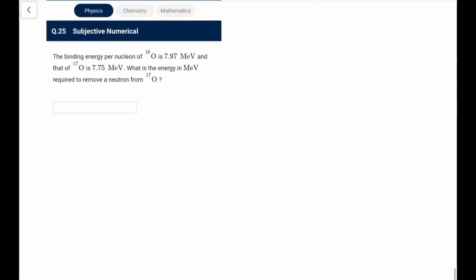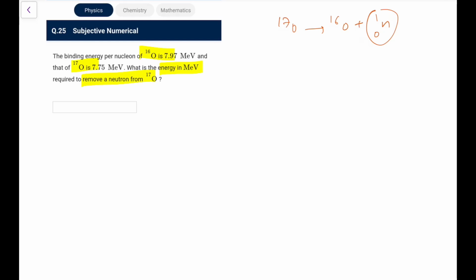Going to the last one: the binding energy per nucleon of oxygen-17 and oxygen-16 is given, 7.75 and 7.97. What is the energy required to remove a neutron from oxygen-17? So oxygen-17 gives oxygen-16 plus 1 neutron, that is what you need. What would be the energy required? Because the neutron is now free, we just take the difference of the binding energies. For this one it is 16 into 7.97, and for this it is 17 into 7.75. If energy is required, this should be greater, so we have to take the difference and do this calculation.